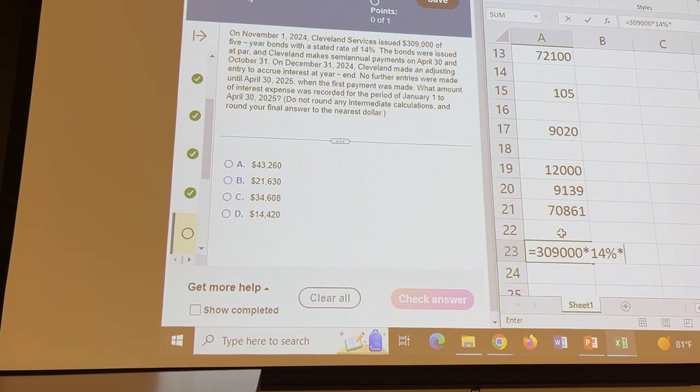Times 4/12 for January through April. That would be $14,420.